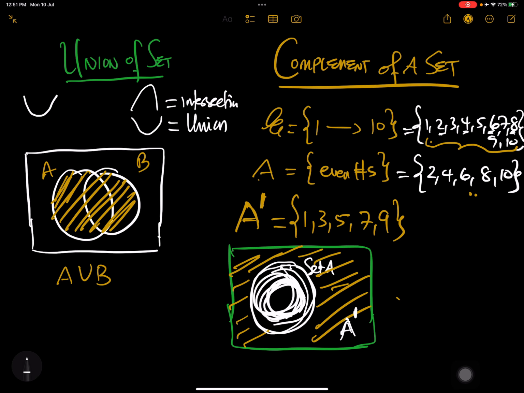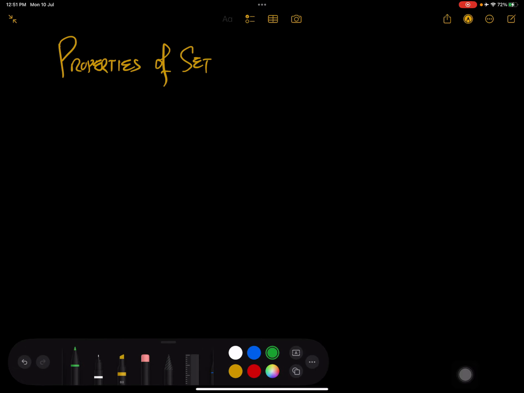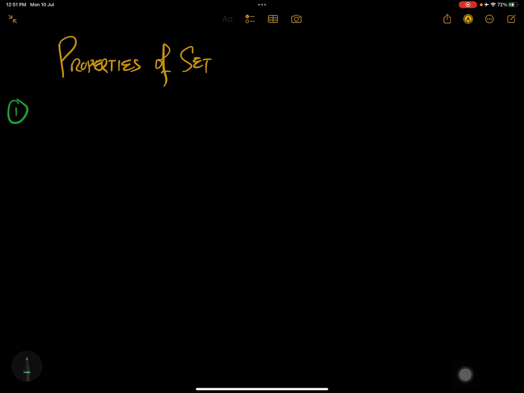Now we're going to look at certain properties of sets. And I believe the first one is what we call the commutative property.